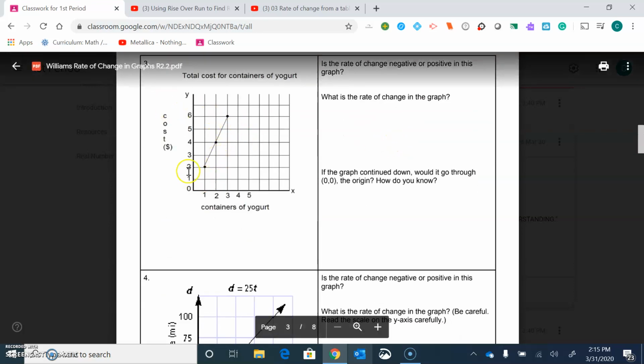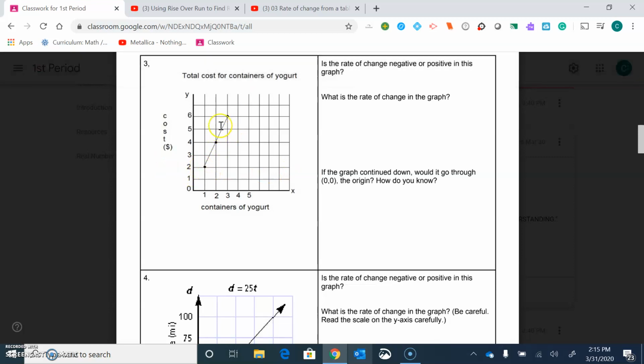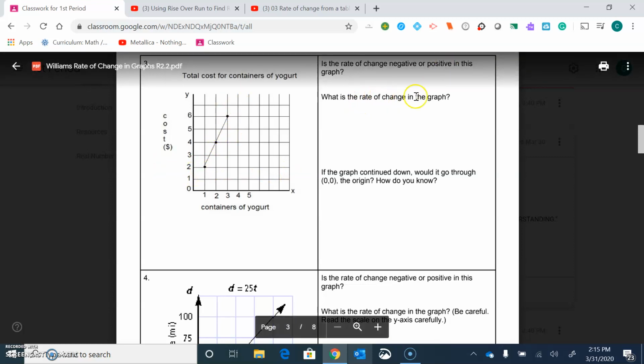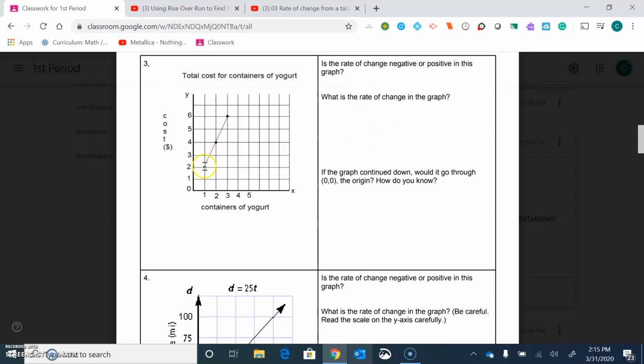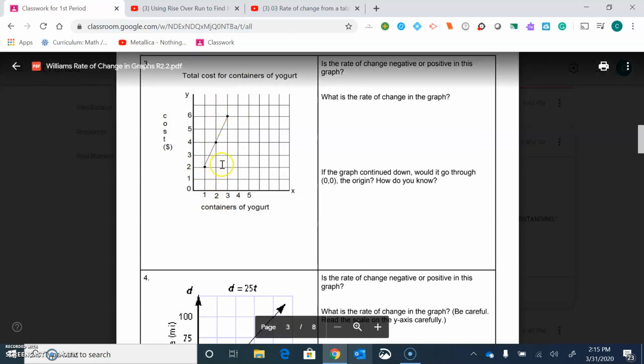For the third one, again, same deal. It says, is this rate of change negative or positive? If I'm reading left to right, that line is going up, and so that's a positive slope. What is the rate of change of this graph? Well, again, 2 points, any 2 points. I could choose these two, I can choose these two, or I can choose the first one and the last one. It really doesn't matter.